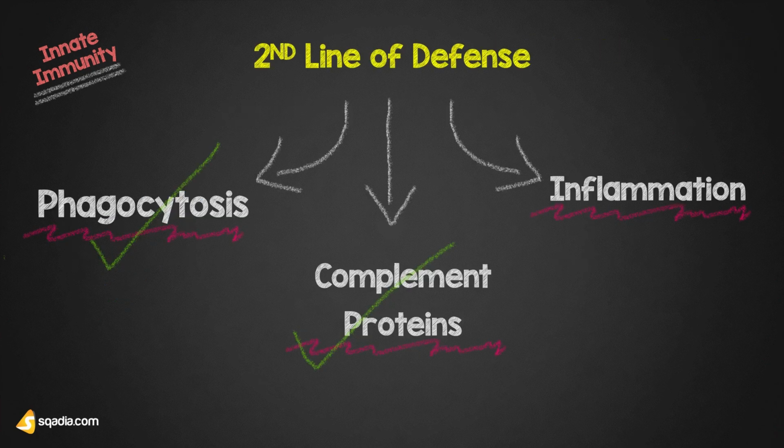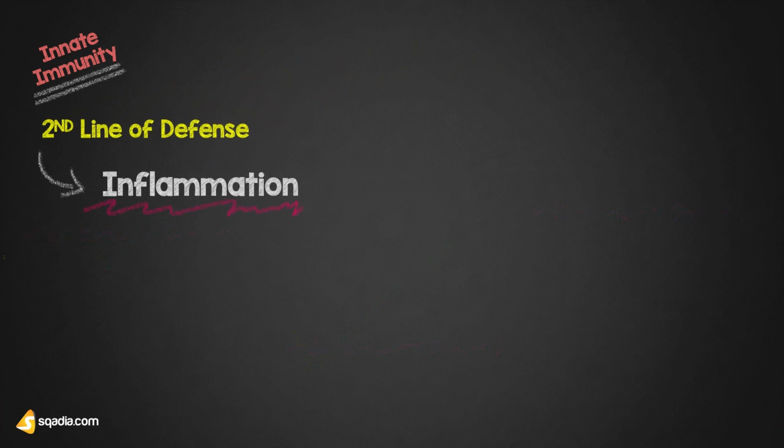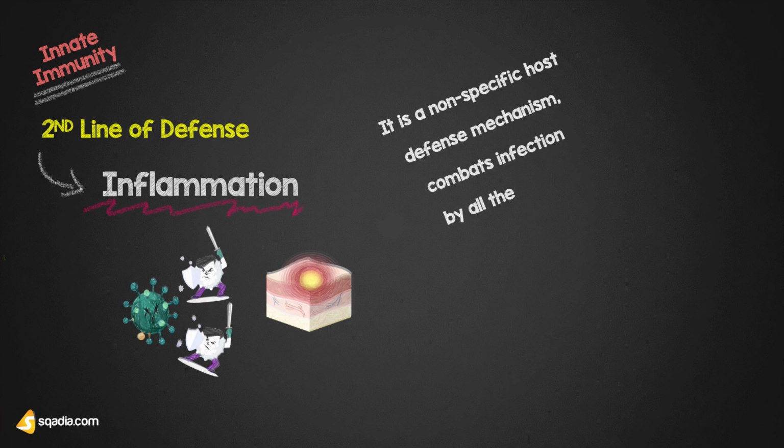Finally, we will now talk about the last mechanism through which the innate immune system forms the second line of defense. Yes, we will now talk about inflammation. Inflammation is one of the immunological responses produced by the immune system in reaction to an invader. Let's look at its definition.